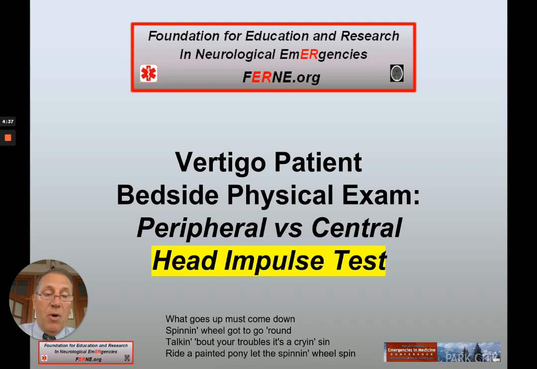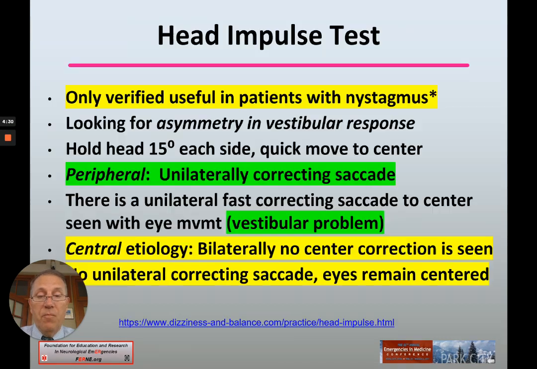So the head impulse test is the first part of the HINTS exam for patients with vertigo. The head impulse test is only verified to be useful in patients shown to have nystagmus due to their dizziness and vertigo. So we are looking with the head impulse test for asymmetry in the vestibular response to stimulation, in this case turning the head and holding it to 15 degrees and then quickly moving it back to the center.